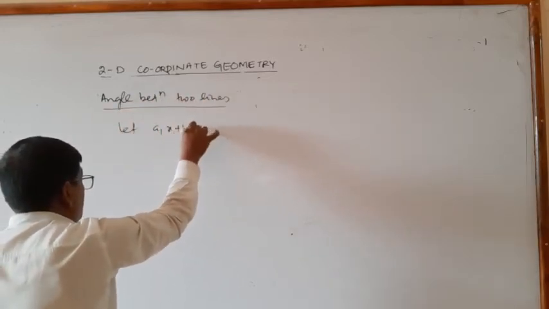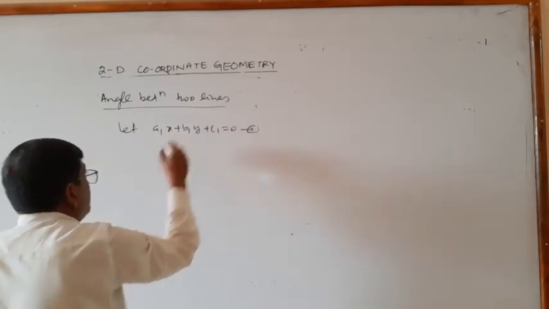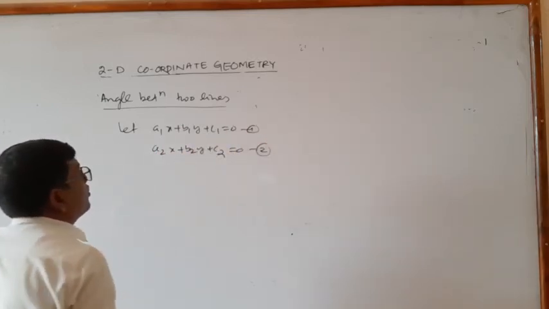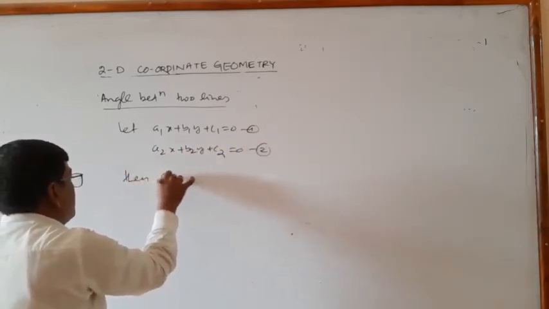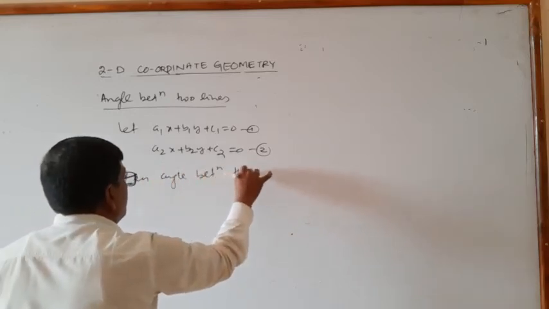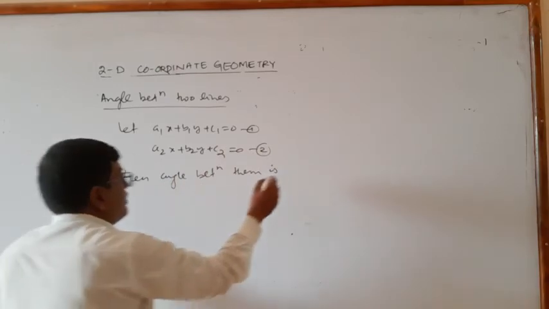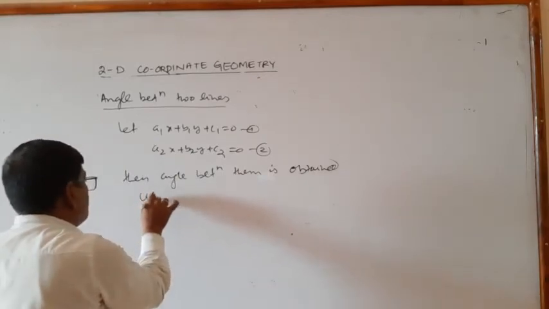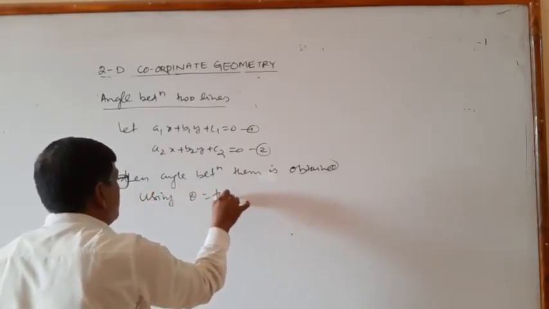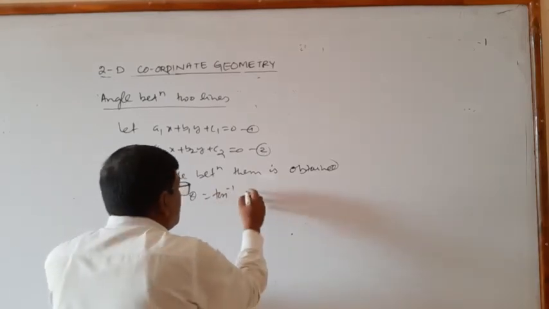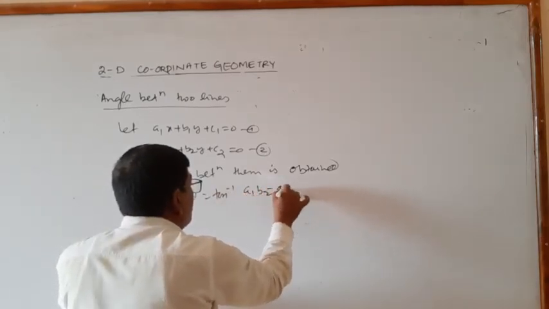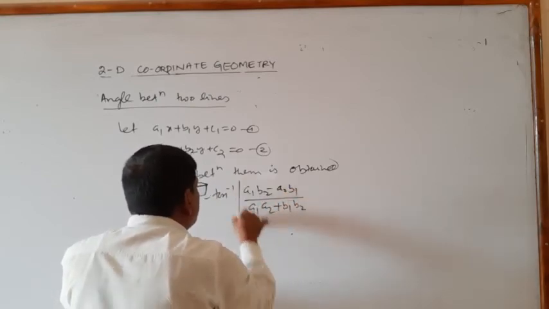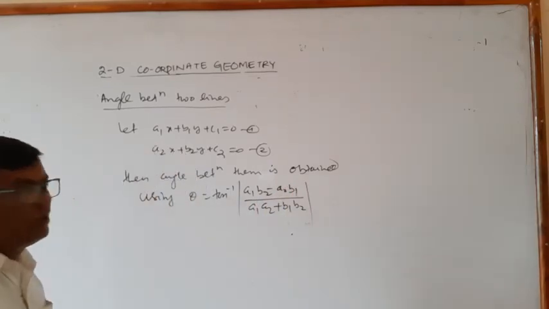Let the lines be a1x plus b1y plus c1 equal to 0, equation 1, and a2x plus b2y plus c2 equal to 0, equation 2. Then the angle between them is obtained using theta is equal to tan inverse of a1 b2 minus a2 b1 divided by a1 a2 plus b1 b2. This is the angle formula.